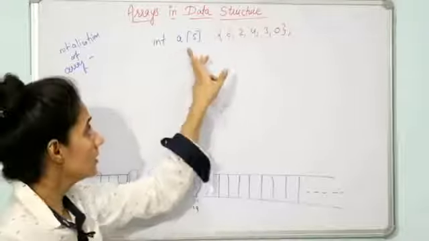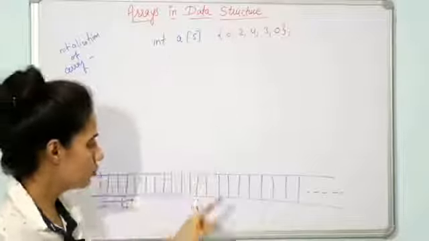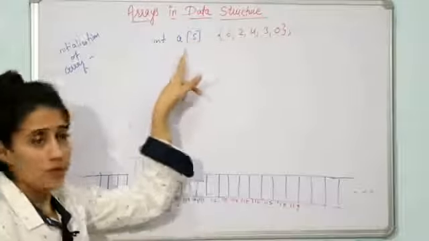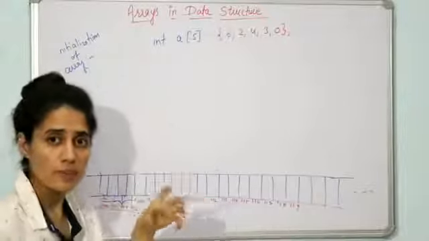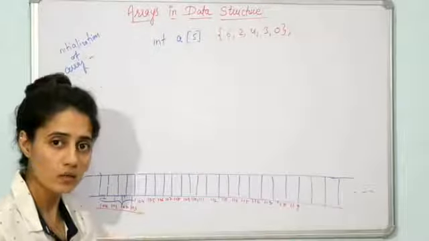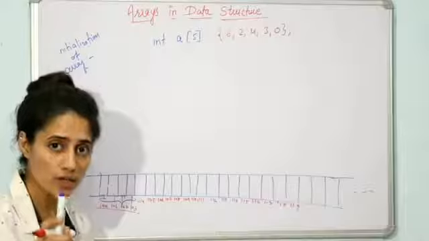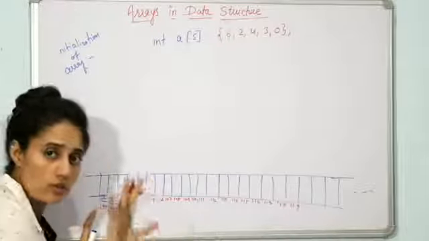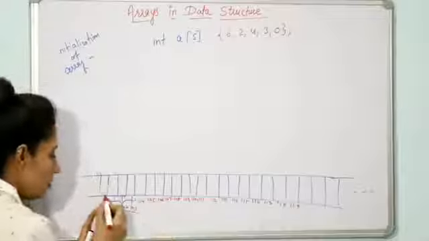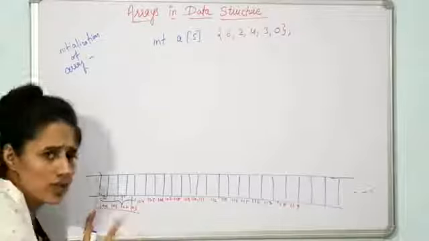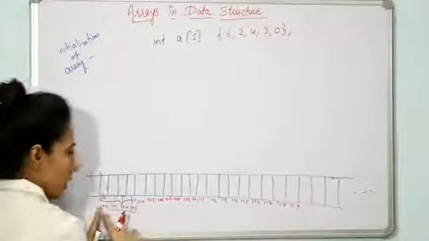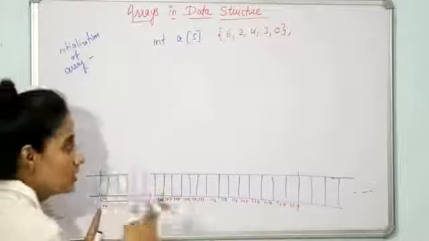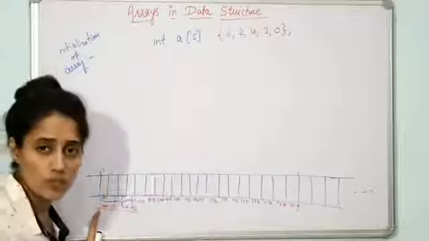Now how are these elements stored in memory? Let us check. The size to be allocated is 5 into 4, that is 20 bytes. The memory manager will allocate 20 bytes, but consecutive bytes should be allocated. Let us suppose it will allocate from this address, and let us suppose I take the address as 100. So from 100 to 119 the memory is allocated to these elements.